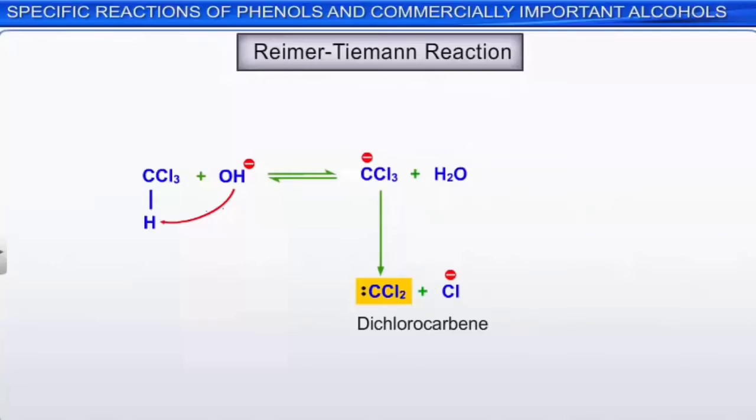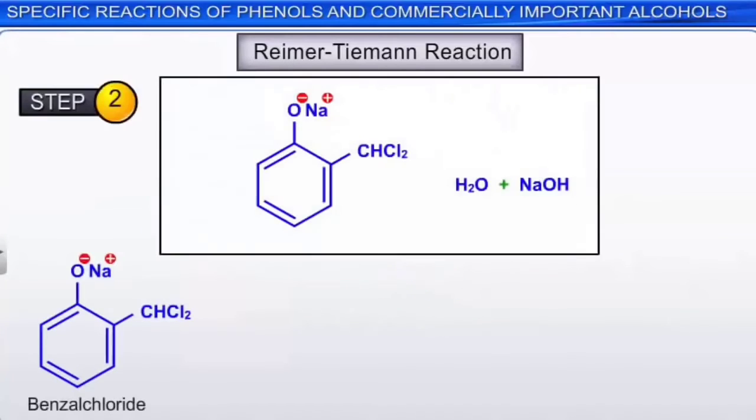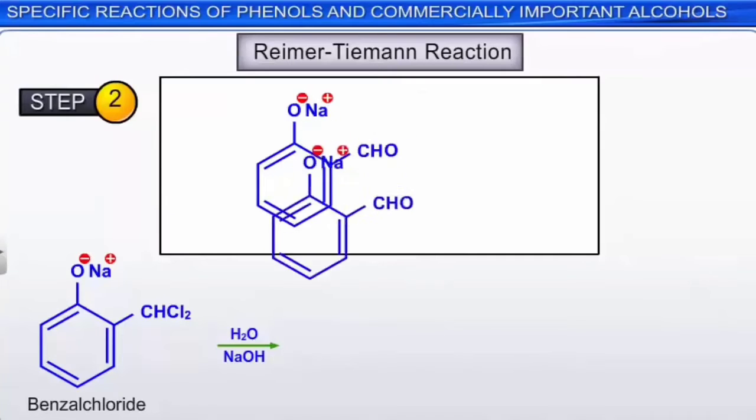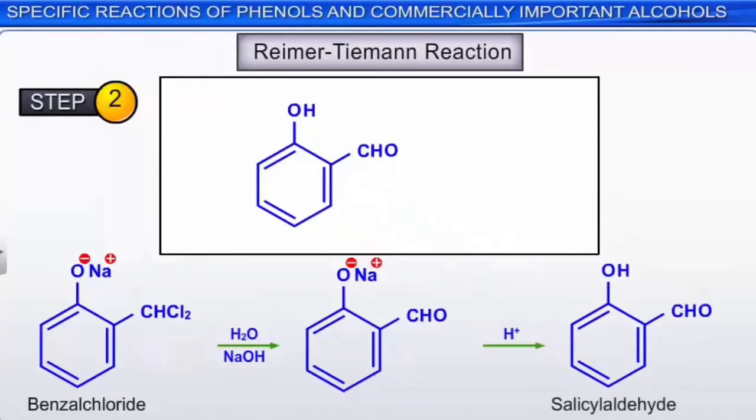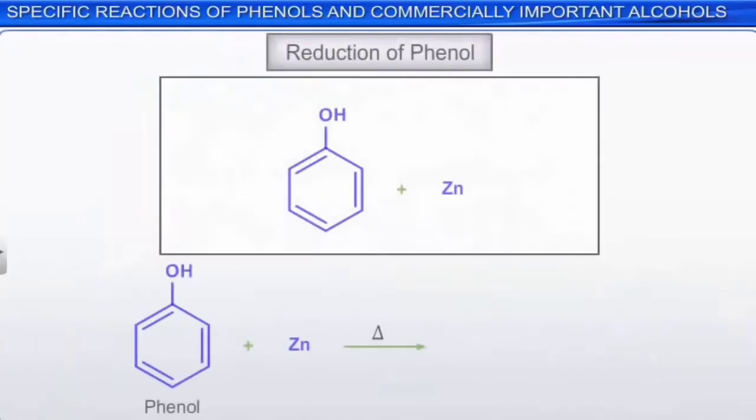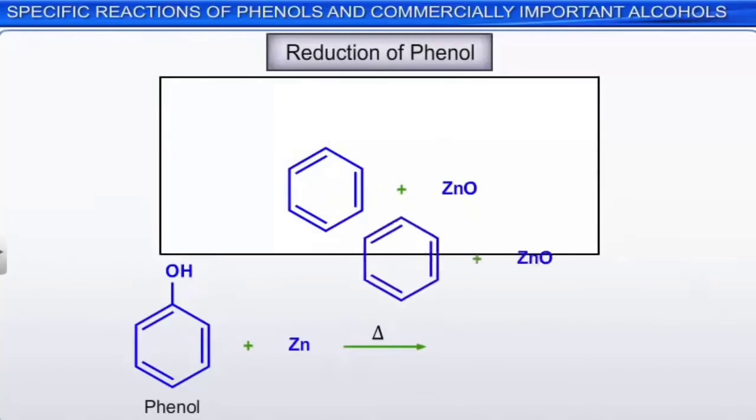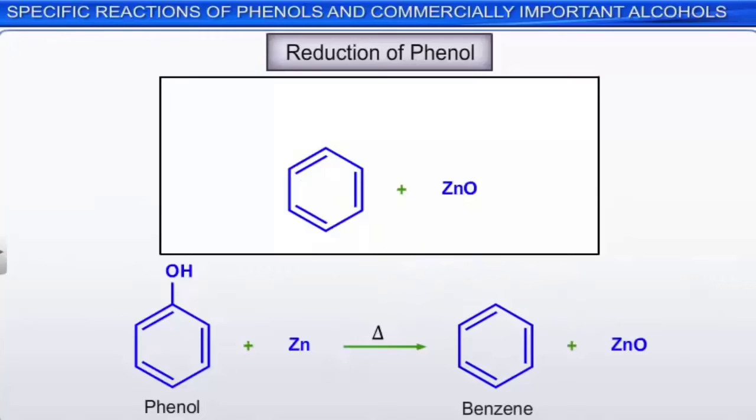The second step is hydrolysis of the substituted benzyl chloride intermediate in basic conditions, followed by acidification, which forms salicylaldehyde. Heating phenol vapors with zinc dust produces benzene as the major organic product. Here, phenol undergoes reduction in the presence of zinc dust to form benzene.